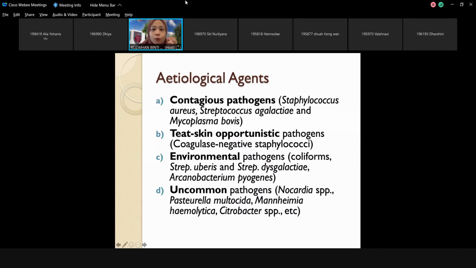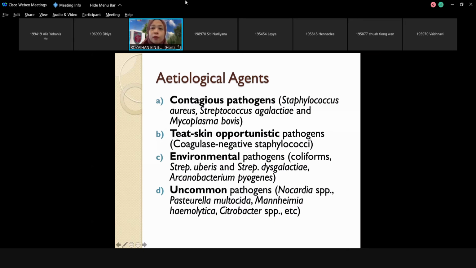So skin opportunistic pathogens are usually the pathogens that can be found on the skin of the mammary gland. However, because of certain conditions, if the immune system is down or whatsoever, this kind of pathogen will be able to cause mastitis. And of course, environmental coliforms: E. coli, Klebsiella, and you also have Strep uberis, Strep dysgalactiae, Arcanobacterium pyogenes, whatsoever.